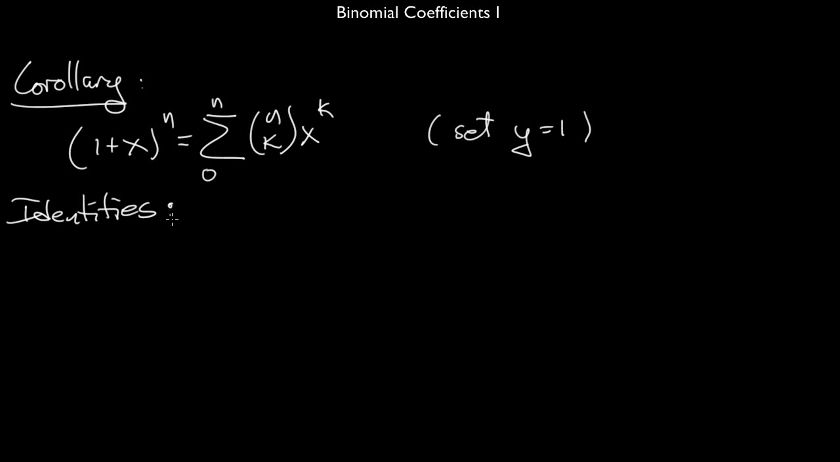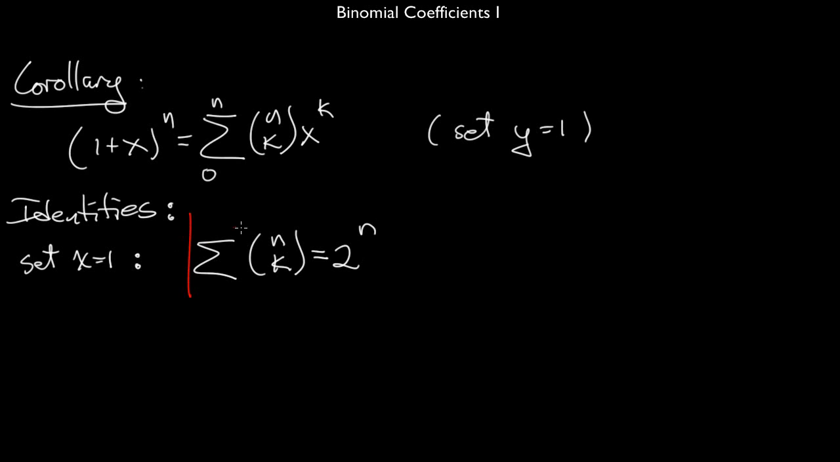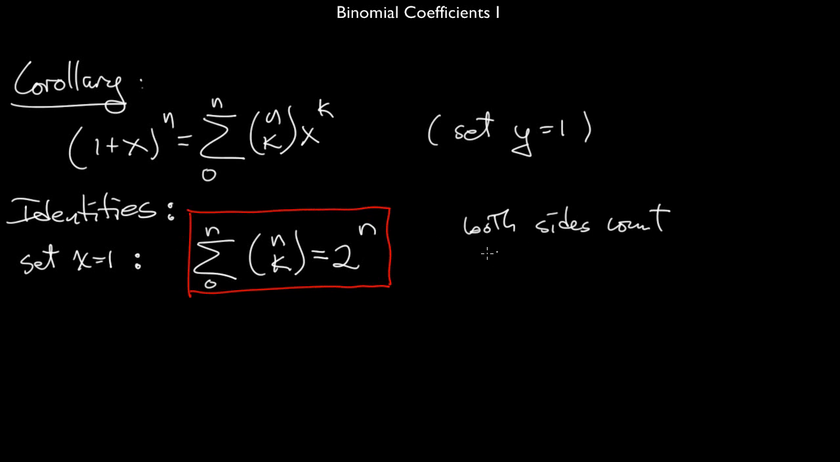So the first one is just take x is equal to 1, and you get the formula that the summation of n choose k is equal to 2 to the n. That's what you get when you plug in x is equal to 1. And we saw this earlier. This has a combinatorial interpretation. The combinatorial proof of this is that both sides are counting the total number of subsets of an n set. But one of the nice things about combinatorics is there are many different ways of proving the same thing.